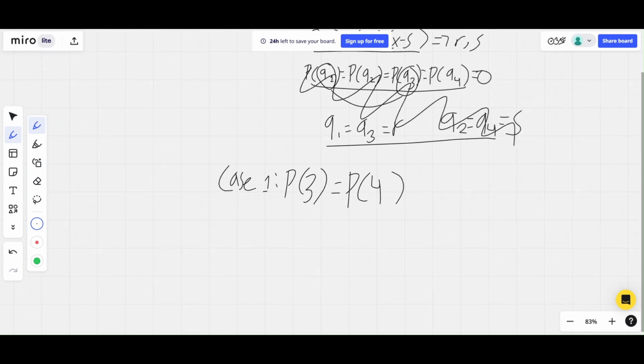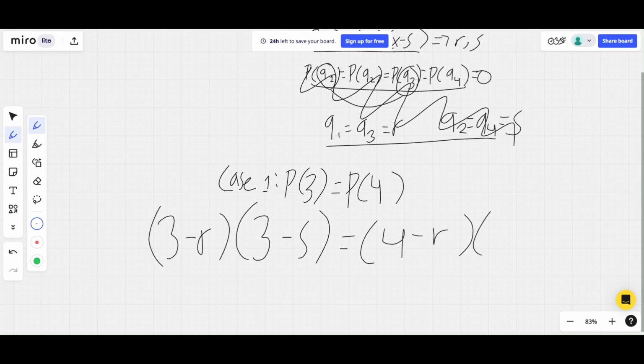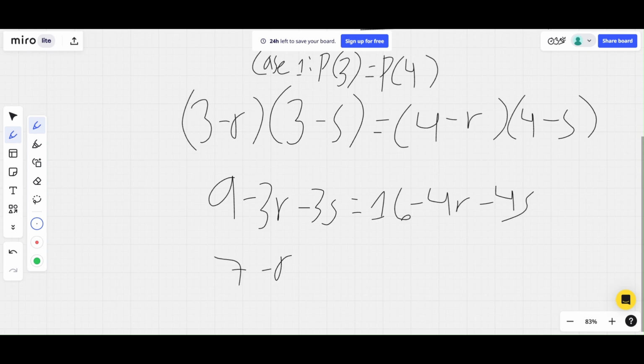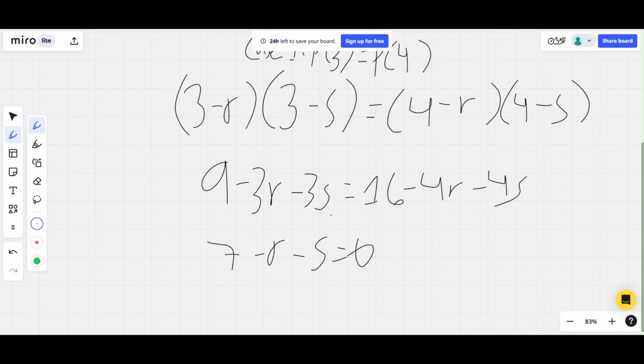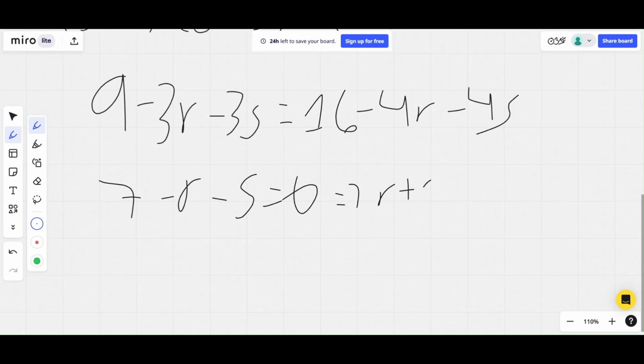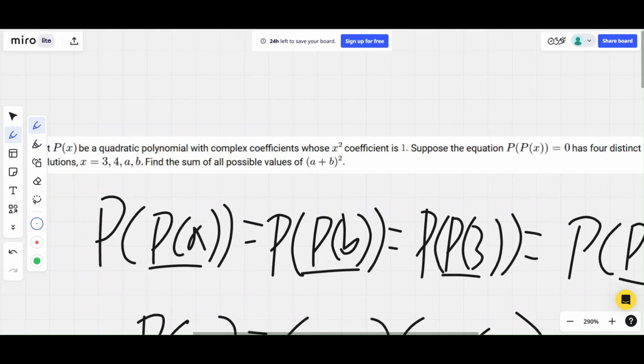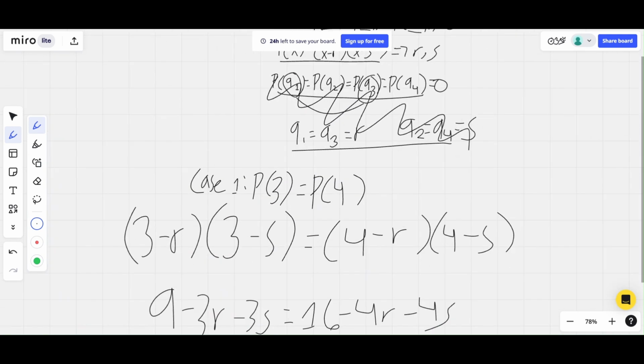Then we have 3 minus r times 3 minus s equals 4 minus r times 4 minus s. Let's expand this out. We get 9 minus 3r minus 3s, and then the rs cancels out, equals 16 minus 4r minus 4s. So we get 7 minus r minus s equals 0, and from this, r plus s equals 7. Let's stop here. This is an AIME problem, and we're talking about the sum of roots, so it's pretty obvious that we're going to have to use Vieta's formula somewhere.